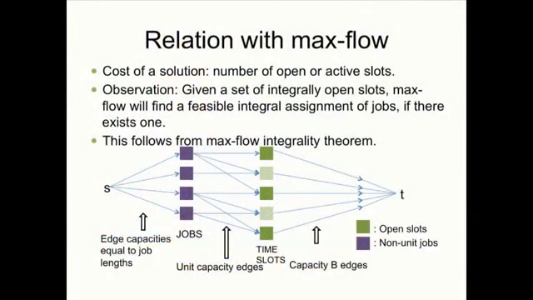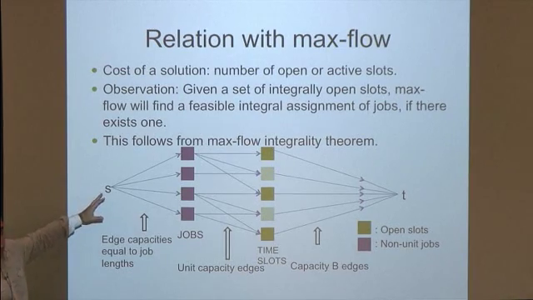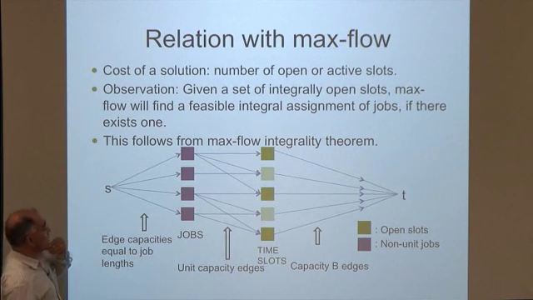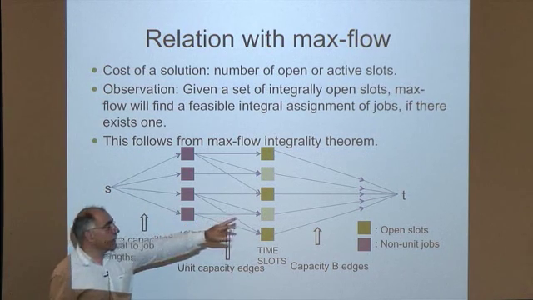Okay. So let me change gears a little bit and talk about a relationship with maximum flow, which some of you might not have seen before. So the maximum flow problem is a flow problem in a directed graph where I have a source and a sink, and we want to push the largest amount of flow from the source to the sink. So here we have a source and a sink.